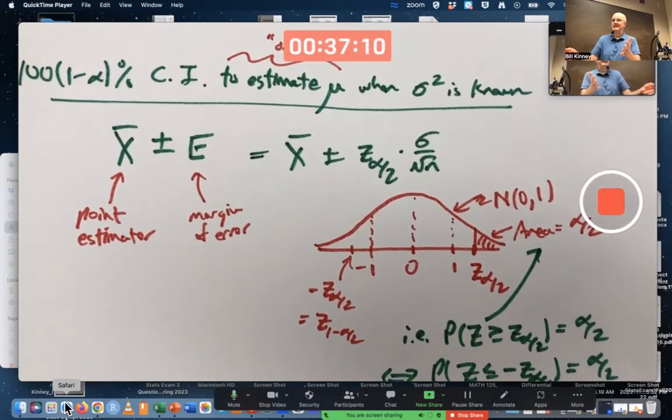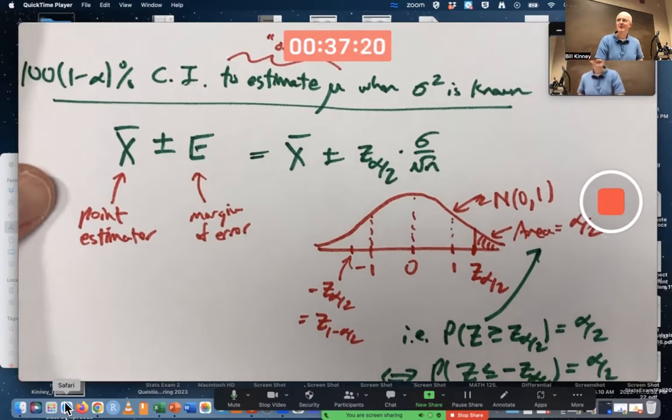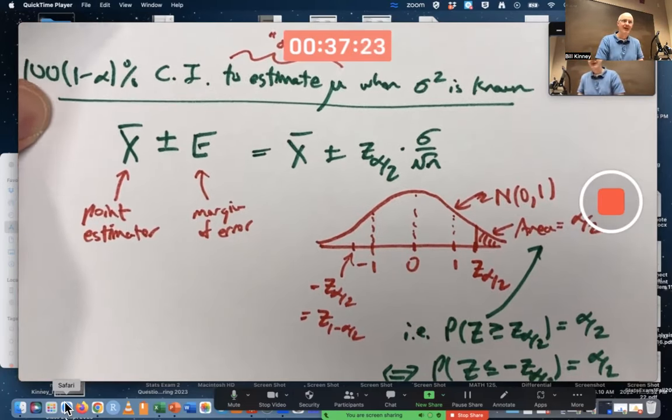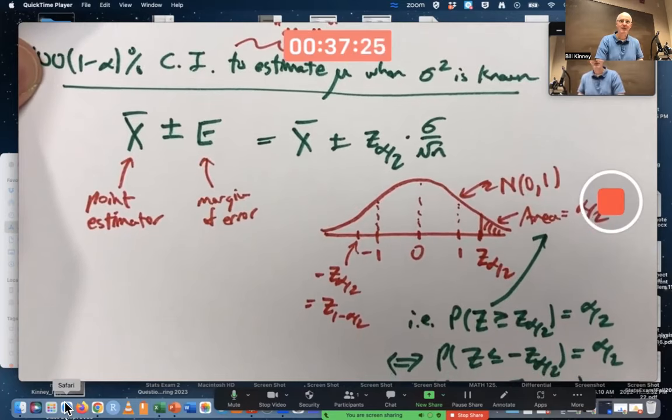The business stats students have trouble going back and forth between those two things. You should not, right? You're probability and statistics students, right? Math, computer science, engineering majors. Okay, you should have no trouble going back and forth.